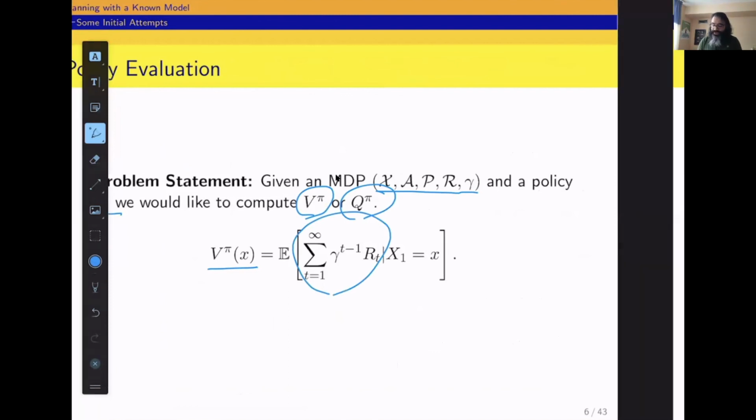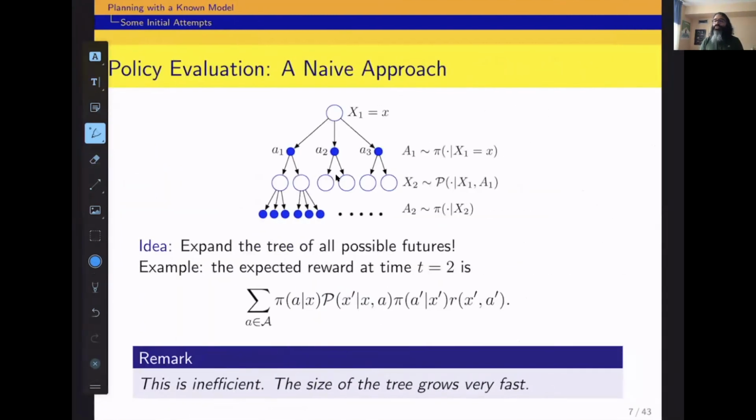So let's think about one approach, maybe a naive approach, that tries to compute the value function. Suppose I want to compute the value of state X. So I want to compute V of X. What can I do?